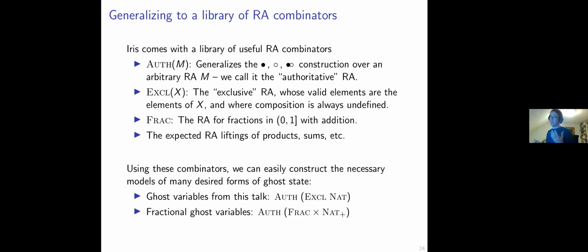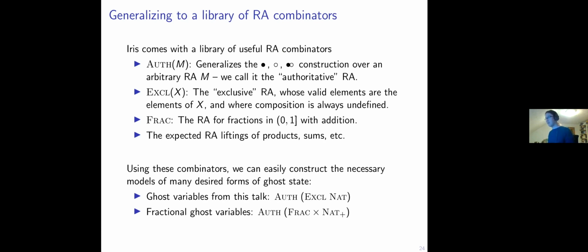However, Iris also comes with some other resource algebras that are often used. For example, there's a fairly simple resource algebra for fractions where composition is just addition, but only elements less or equal 1 are valid. So we can make sure that we never own more than one of the entire state of the fraction. And we can also define a resource algebra on natural numbers where composition is addition.